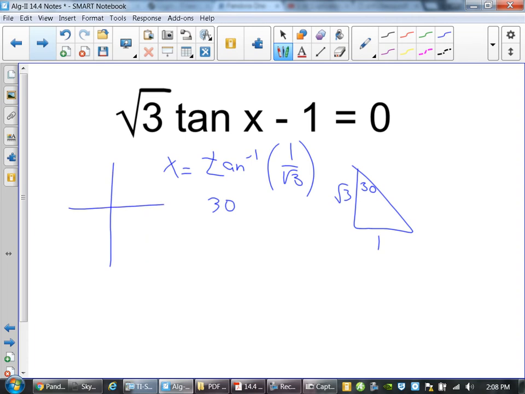Tangent's positive where and where? First and third. So here's 30, here's down 30. So this is pi over 6, and the other one would be? 7 pi over 6. So you're at 30 degrees, pi over 6, 210, and 7 pi over 6, excuse me.